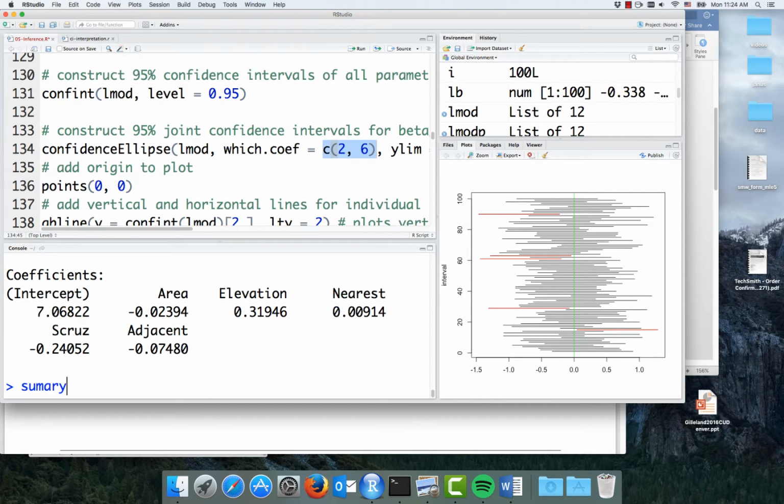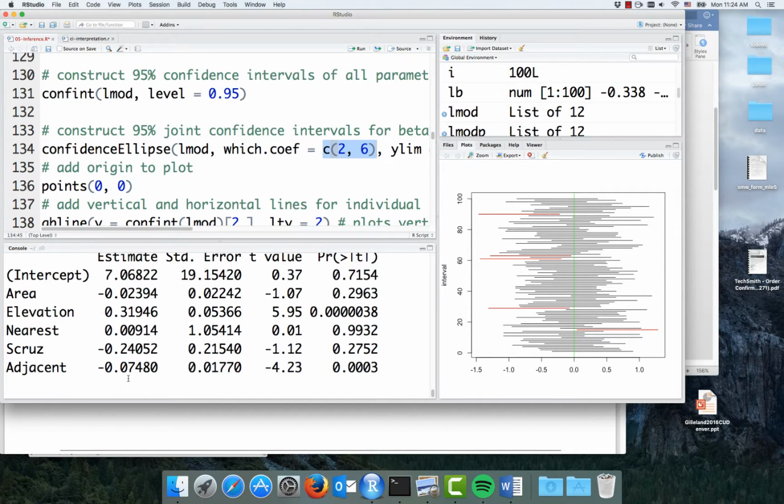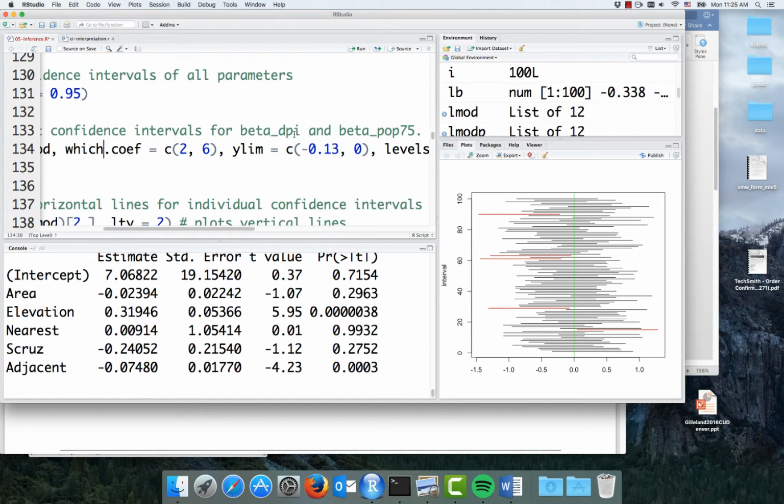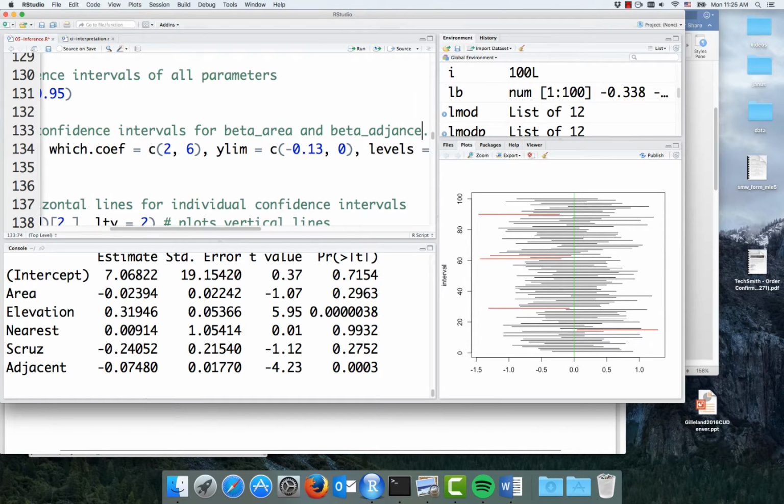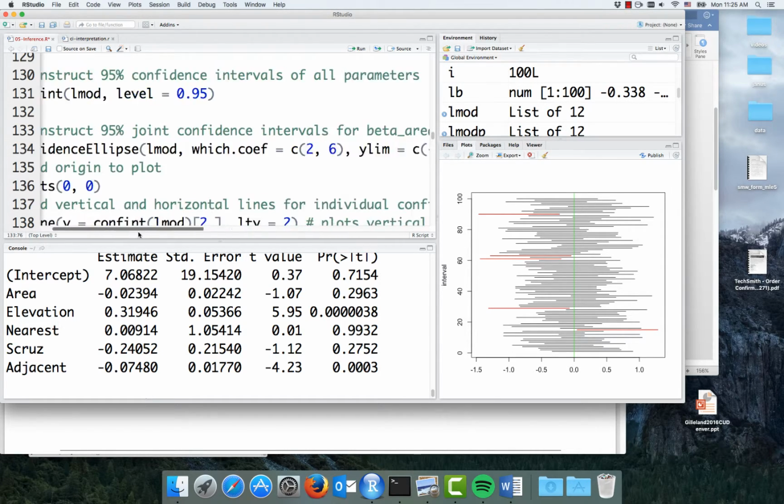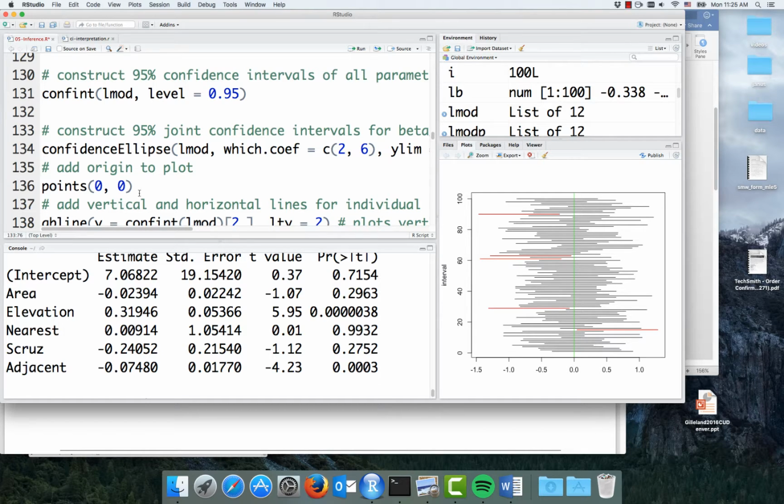Or if you wanted to use the summary function, that might even be easier to see. We just count how many rows down in this table we need to go to find the 2 coefficients. So area is in the 2nd row, and adjacent is in the 6th row, which means that to construct a joint confidence region for the area and adjacent coefficients, we need the information in the 2nd and 6th positions of our fitted linear model.